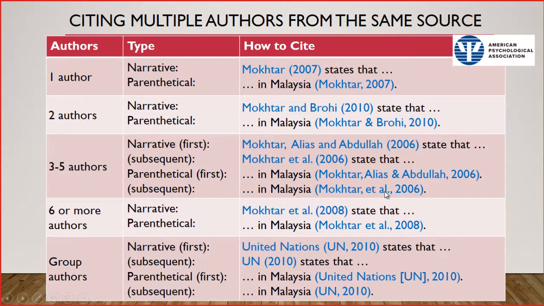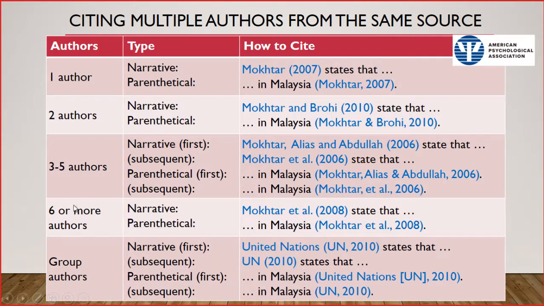I think this is a mistake. It's Mohtar et al. There's no comma here. Sorry, Mohtar et al. So I will correct this in the slides. There is a mistake here. Sorry, there's no comma here. Mohtar et al., then comma, 2006. Okay, this is for 3 to 5 authors.